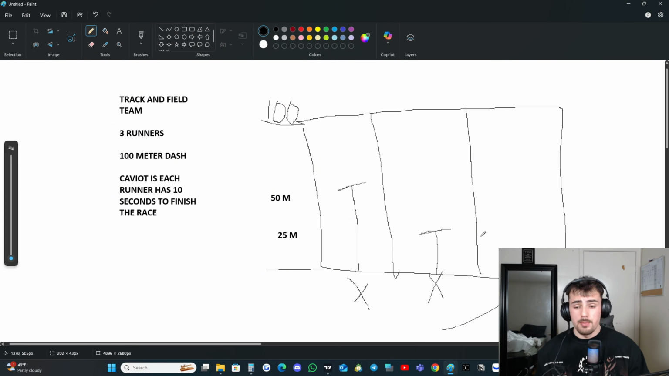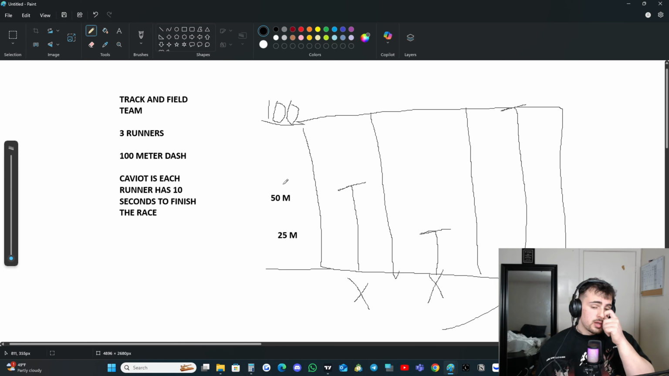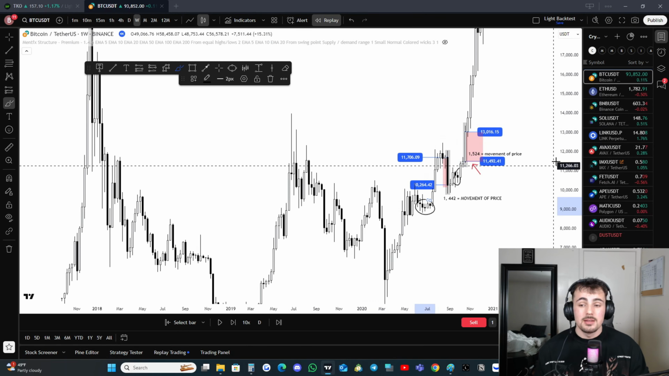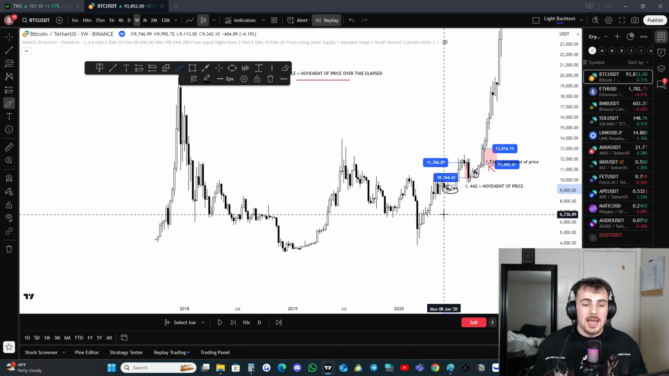Runner three, he came prepared. He got a good night's sleep before. He was eating properly, training, doing all the right things. He made it all the way to the 100 meters in the same 10 seconds. So each of these runners had the same amount of time, but each of them covered a different amount of distance, right? And that's exactly what's happening in the candlestick chart. Each of these candlesticks are making up a certain amount of price in the same time interval.